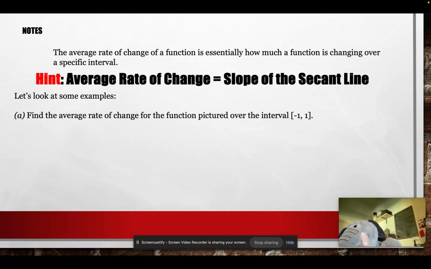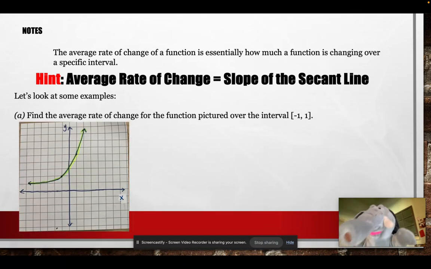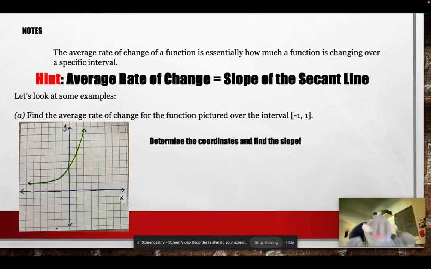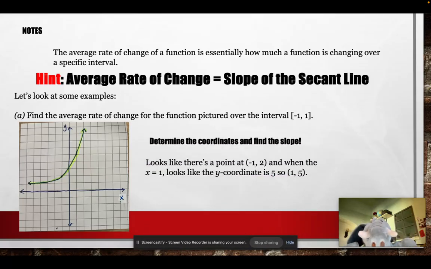So let's find the average rate of change of a function that's pictured here over the interval -1, 1. Okay, so remember that's an interval, that's an x to an x. So an x of -1 to an x of 1. Okay, so go ahead and look at the graph. Find where x is -1. Locate that point, okay? And so it looks like when we're at -1, there's a point at 2, and then when x is +1, the corresponding y-coordinate is a 5. So there's a point at -1, 2, and a point at 1, 5.